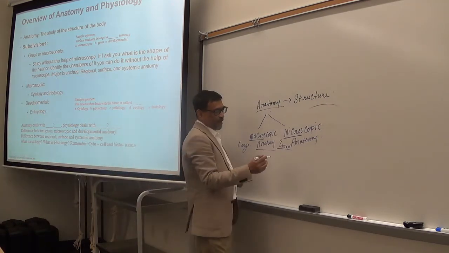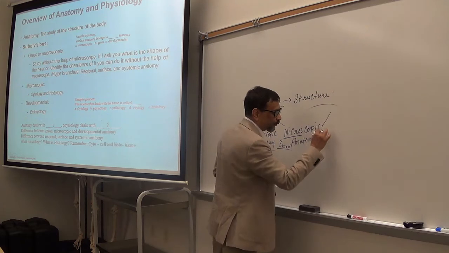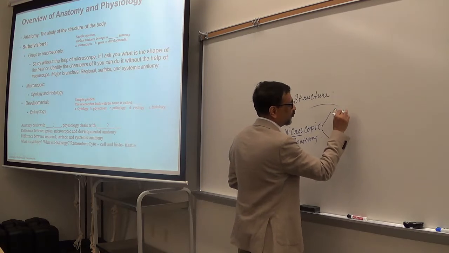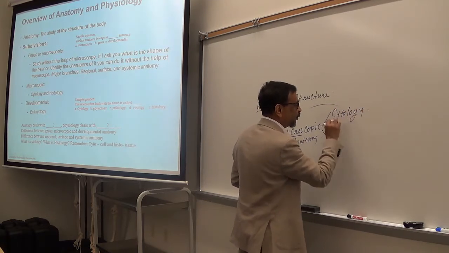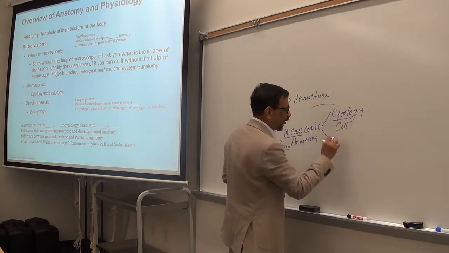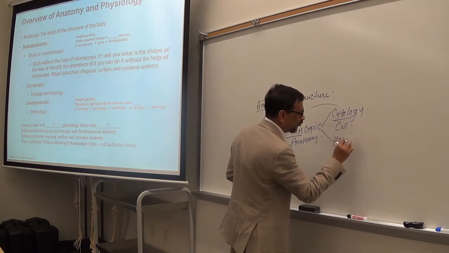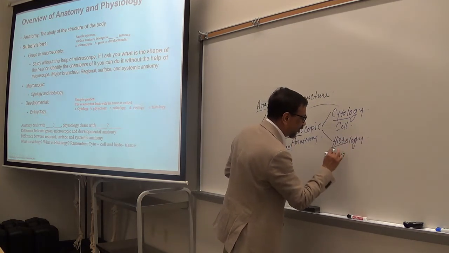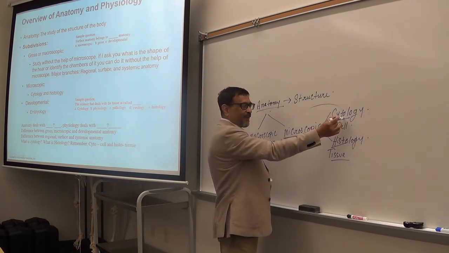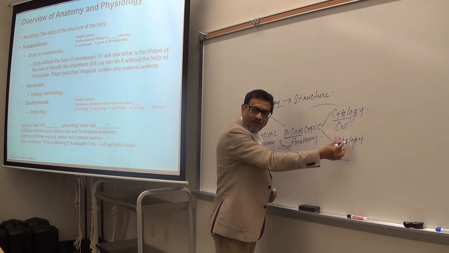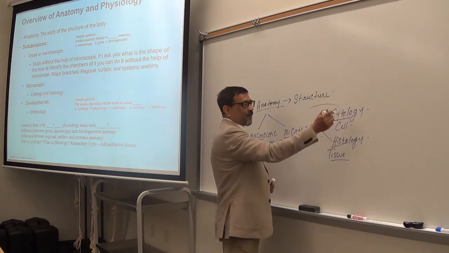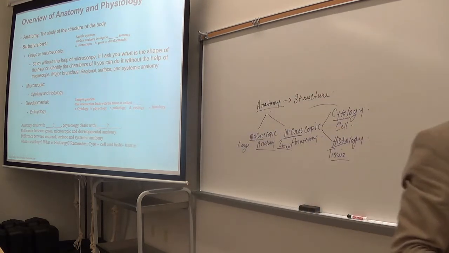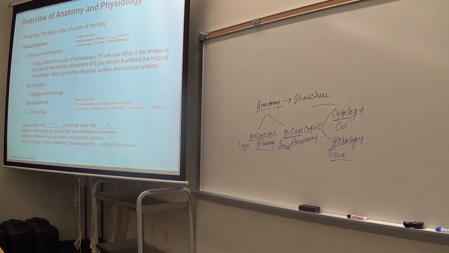And microscopic anatomy is divided into two: cytology. Cyto means cell, so study of the cell, and histology. Histo means what? Tissue. So to study the cell, you need a microscope. To study the tissue, you need a microscope. Okay? We see the tissue under the microscope. So cytology and histology. Those are two divisions of microscopic anatomy.